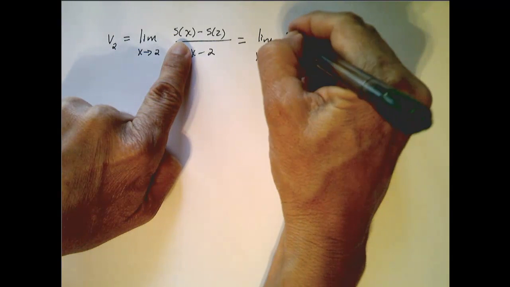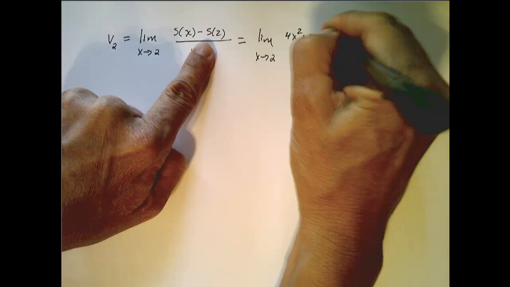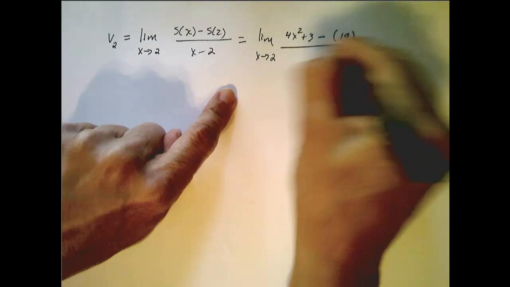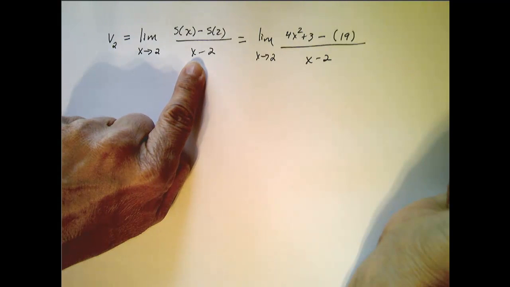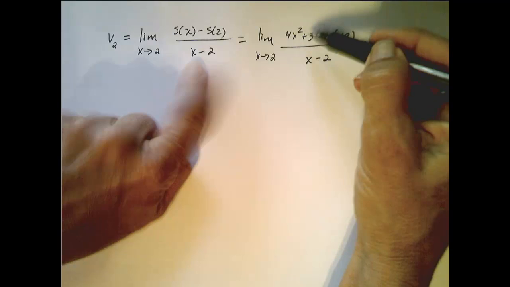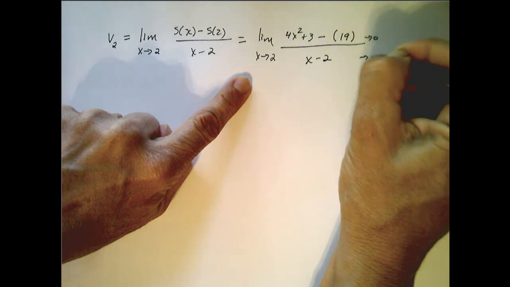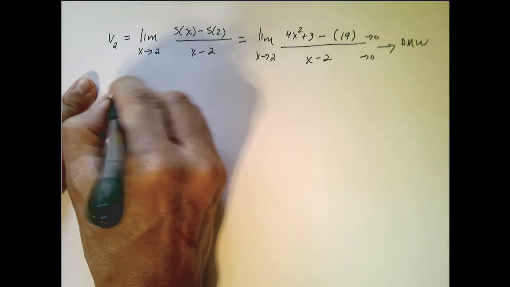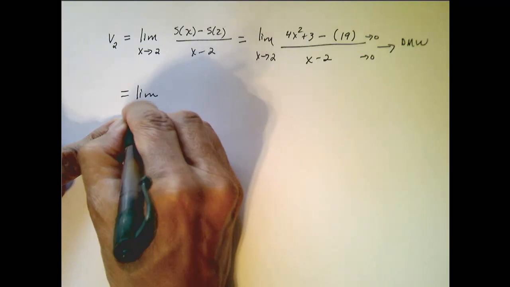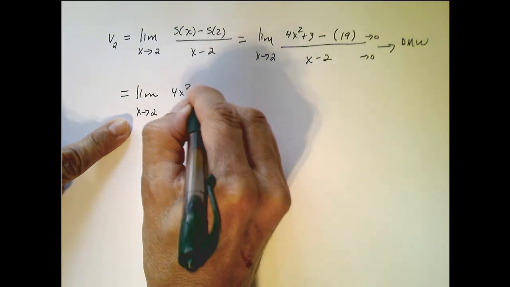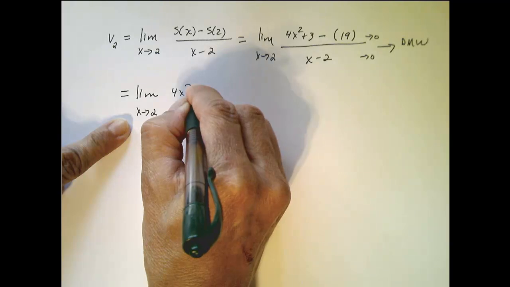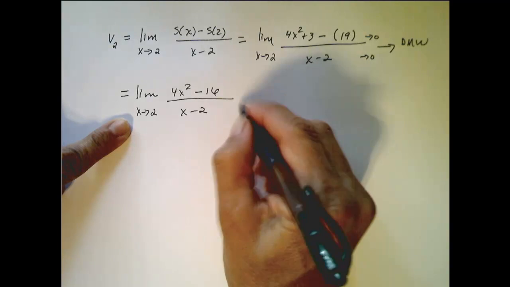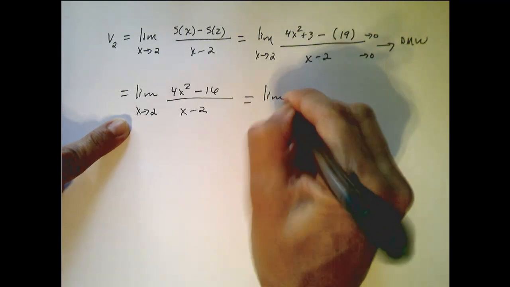Well, s of x is 4x squared plus 3 minus s of 2, which is 19, all over x minus 2. All right, if I were to plug 2 in at this point, I would get 0 over 0, which tells us, if you remember, to do more work. All right, so we come down here and we look at the limit as x approaches 2. 4x squared plus 3 minus 19 is 4x squared minus 16 over x minus 2, which equals the limit as x goes to 2.